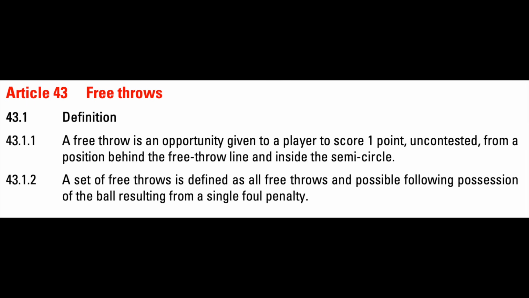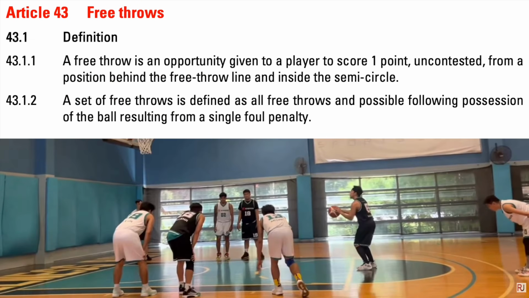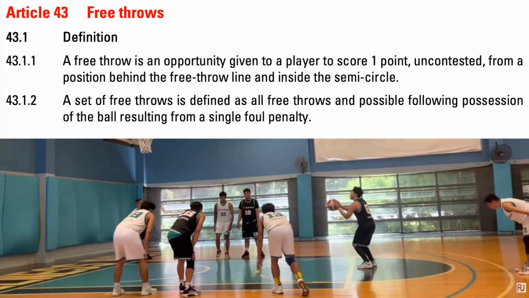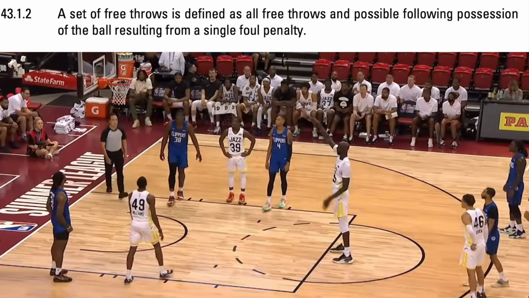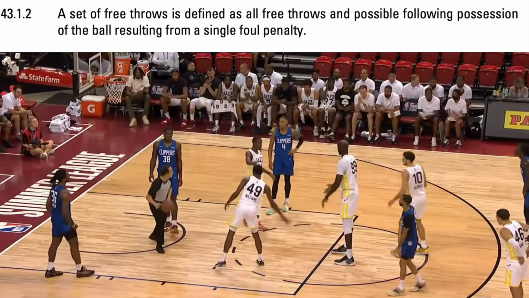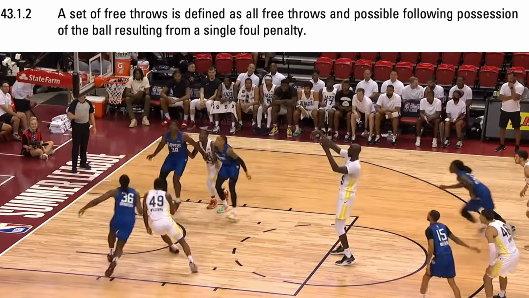Now when we look at free throws, a free throw is an opportunity given to a player to score 1 point uncontested from a position behind the free throw line and inside the semicircle. A set of free throws is defined as all free throws and possible following possession of the ball, resulting from a single foul penalty. This is what I said we will get to, where the person fouled might not be the one shooting the free throws.